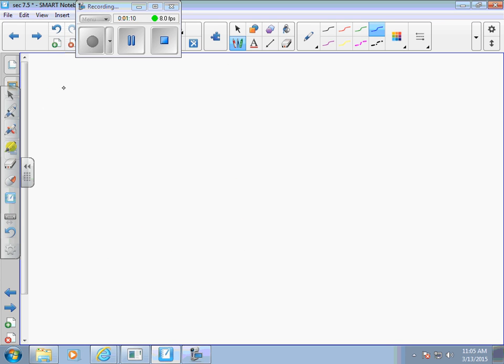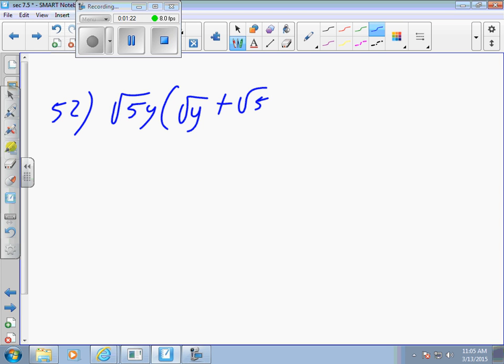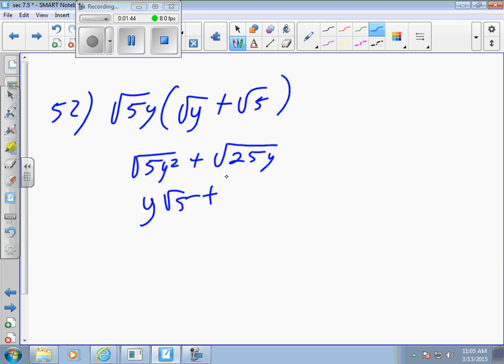Next one we're going to try is going to be 52. It says the square root of 5y times the quantity of the square root of y plus the square root of 5. Simplifying, we have to multiply. Because they're the same root, we can multiply and get 5y squared. Multiplying here, I get the square root of 25y. Bringing out any squares, I have the square root of y squared is y outside the radical. 5 stays in. Square root of 25 is 5 outside the radical. Y stays in.